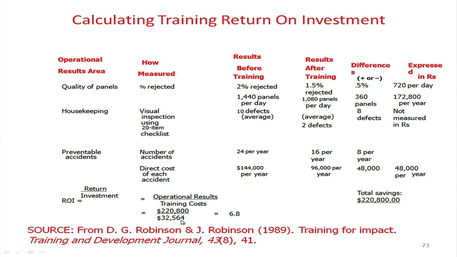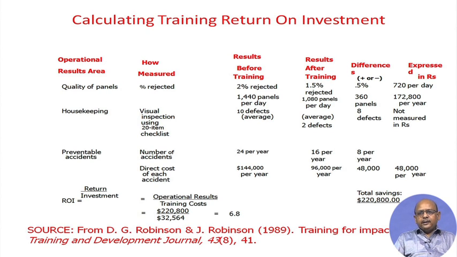So, the cost is 32,560. Remember we talked about the cost, and then we also calculated the benefits. So, benefits divided by the cost, that comes out to be 6.8. If you multiply it by 100, how much does it come out to? 68%. So, it means there has been significant improvement or there is a good return on training investment, right.